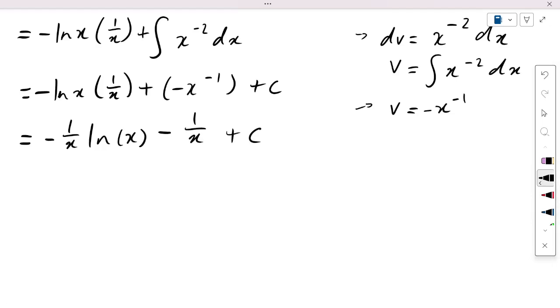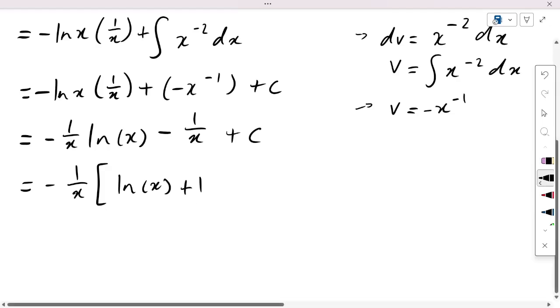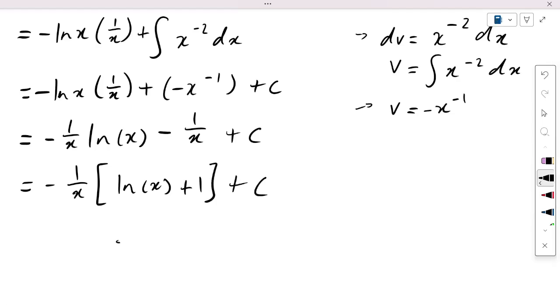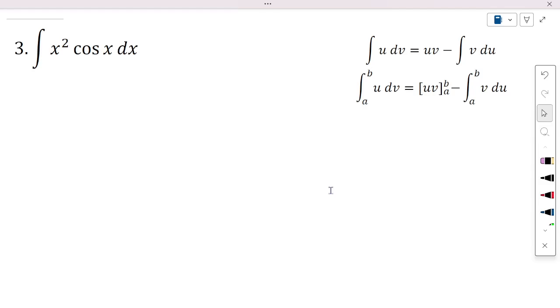And then note how we can actually take out negative 1 over x as a common factor, and if we do that, we're going to have negative 1 over x into ln of x plus, minus 1, so it's going to be plus 1 because it's negatives, it'll all become positive, plus c. And that is our final answer for question 2. Let's move on to the next one.